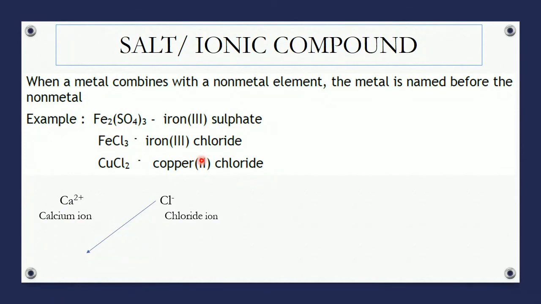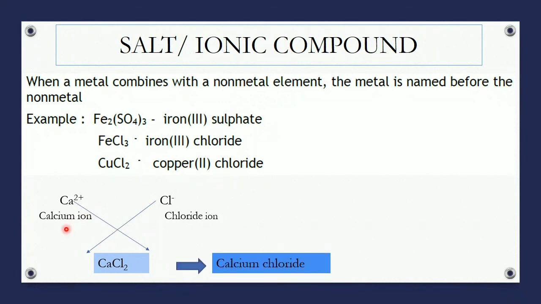The name of the ionic compound comes from the combination of the name of the cation and anion. For example, calcium ion Ca2+ with chloride ion. I can get the formula by using the crisscross method, so my formula will be CaCl2. The name of the salt is called calcium chloride, which is a combination of the metal ion and the non-metal ion.